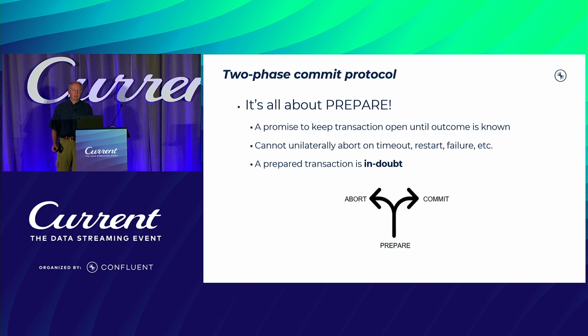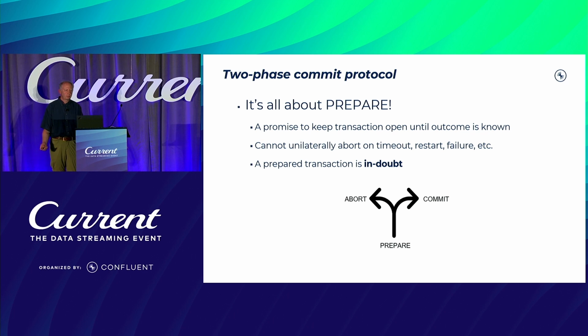And so prepare is a kind of special operation. It needs to make sure that whatever happens in the system after prepare cannot lead to a failure. So if the system has replication, all the data needs to be replicated, flushed to durable storage. It cannot be aborted on timeout, it cannot be aborted on restart or failure, it cannot be anything. And so this prepared transaction could be in doubt for an indefinite amount of time until the decision is communicated to the participant.